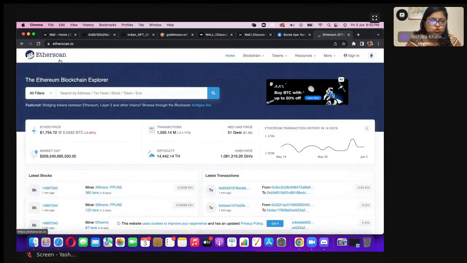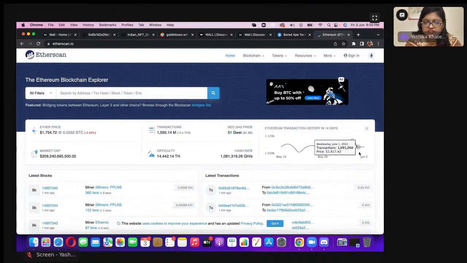If I go to the Etherscan homepage, you will see the Ether price right now. Equivalent in Bitcoin, it is 0.05. These many transactions are happening, 12.4 transactions per second. The gas price right now is around 51 gwei, which is the base fee, equivalent to somewhat $1.88.